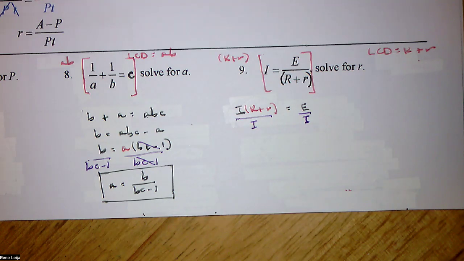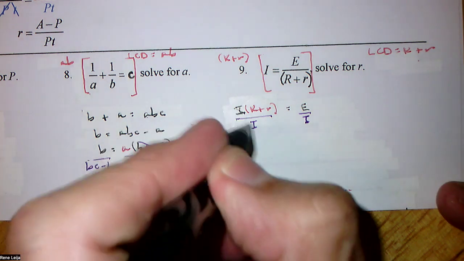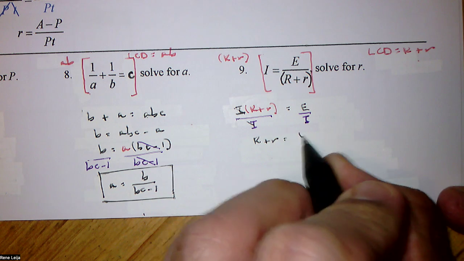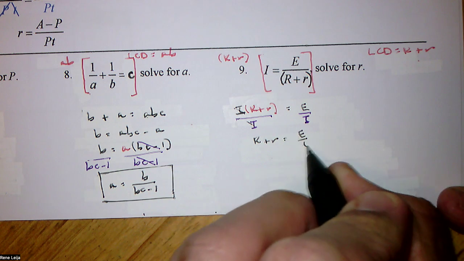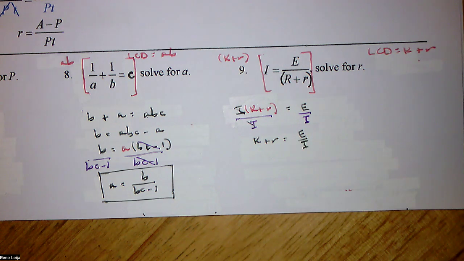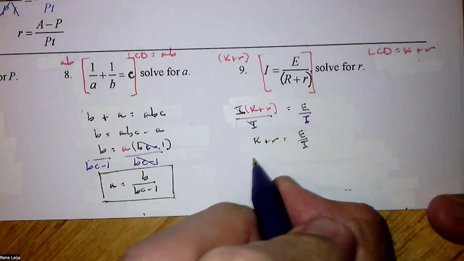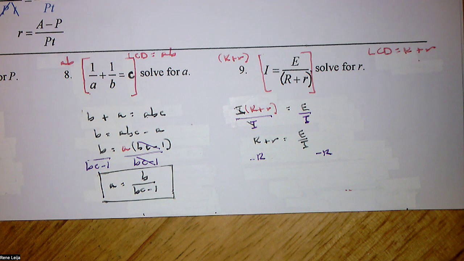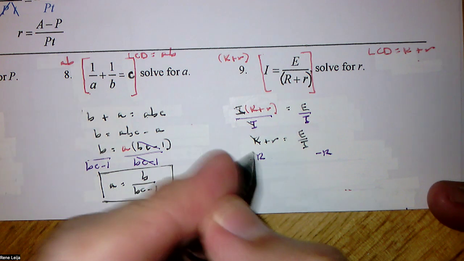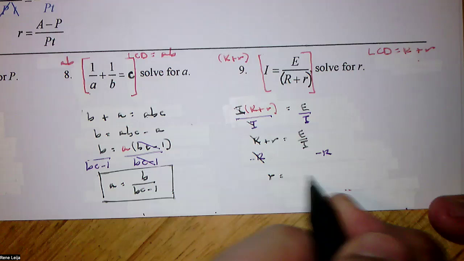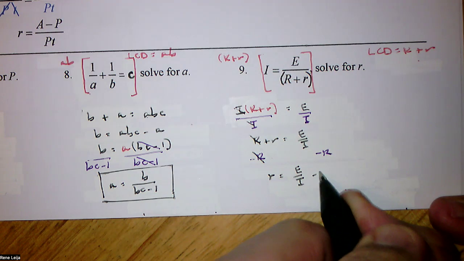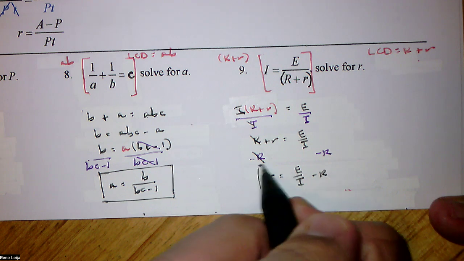Okay, so we're going to do that. So now these get knocked out. So we're left with big R plus little r equals big E over big I. Now, since I'm solving for little r, the only thing that's left for me to do is subtract big R from both sides. So these get knocked out. So little r equals big E over big I minus big R. And that's it.